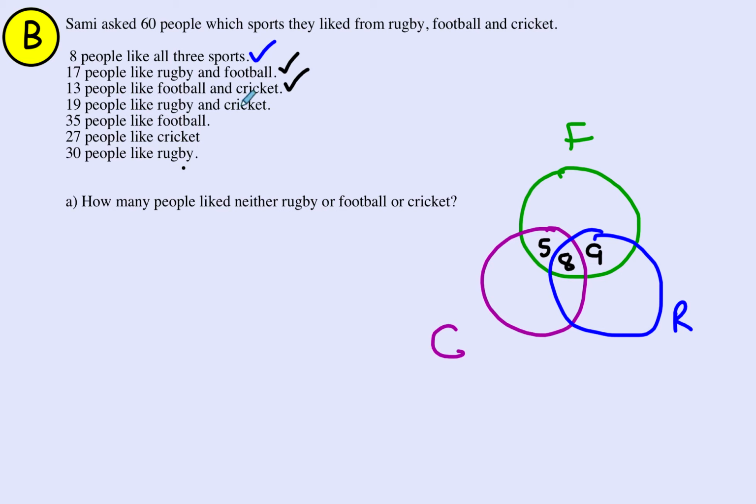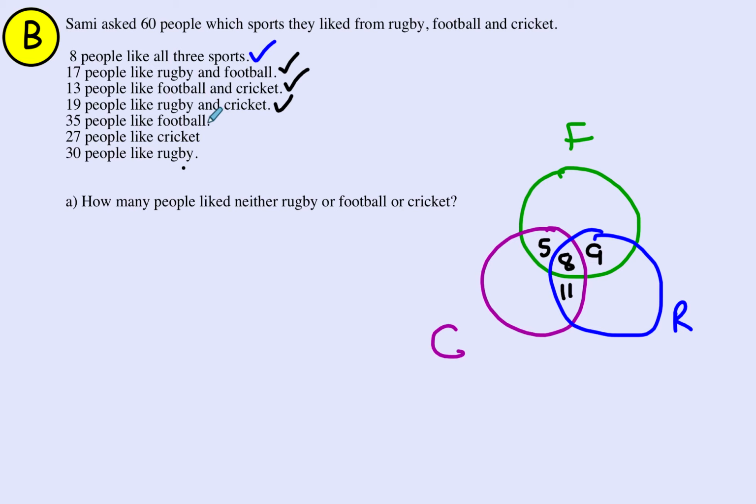19 people like rugby and cricket. So that means this is 19 over here. Okay, so that this space must be represented by 11. Then combining that would give me the 19.